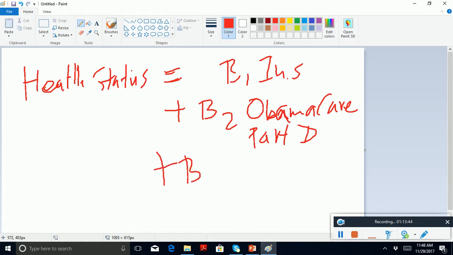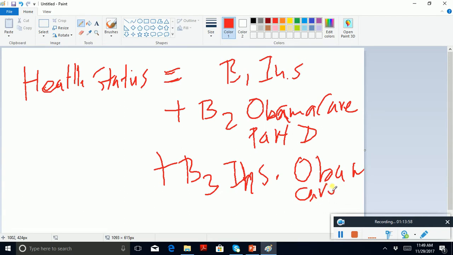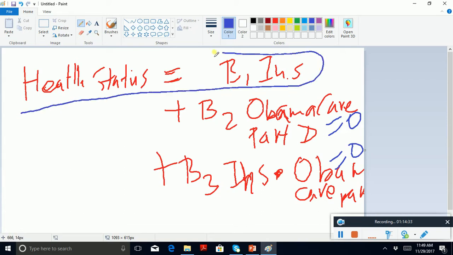Now you can create an interaction term, which is the health insurance that people already have, and also whether they have Obamacare Part D. So this is the interaction term. Now, if Obamacare Part D equals 0, will we have beta 2 or beta 3 in the equation? No. If Obamacare Part D equals 0, that means before Obamacare Part D was implemented, so health status would be captured only by the first term. But after the implementation, Obamacare Part D equals 1, and you also have health insurance.